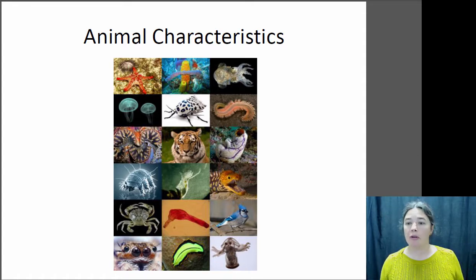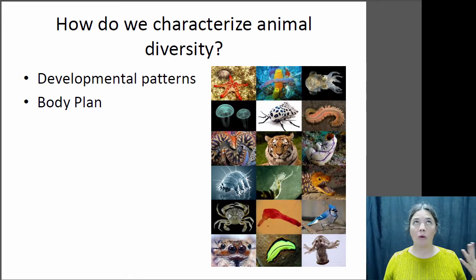All right. So to start with, what we usually look at are things that are fairly conserved, things that don't change very rapidly. So the two major types of information that we use to classify animals are usually developmental patterns and body plans. So we'll be going through each of these individually. So we'll start with those developmental patterns.